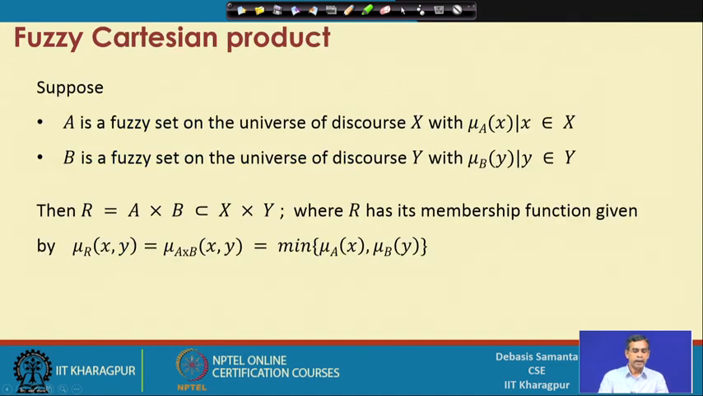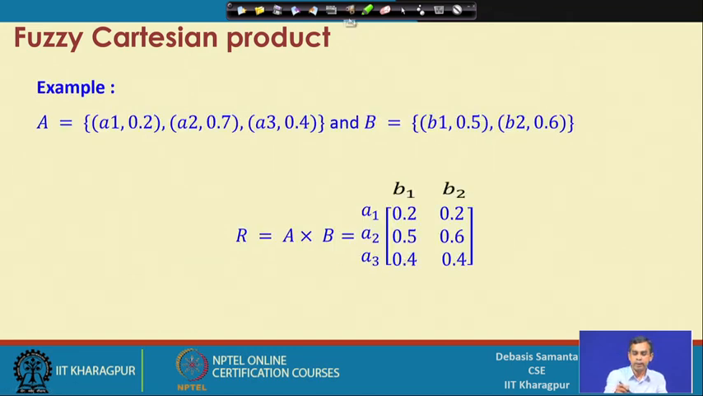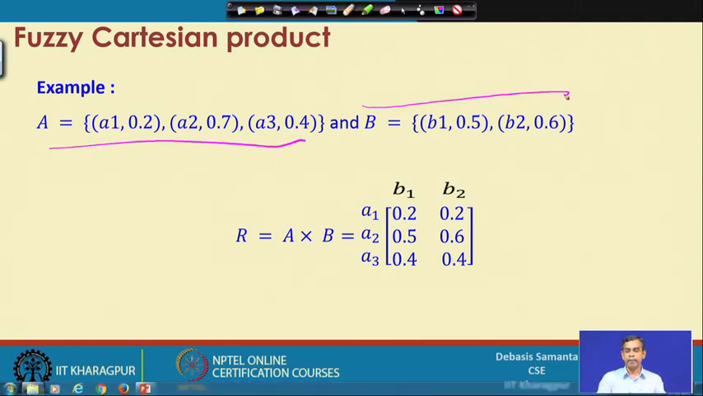Here, the fuzzy relation is again defined as in the crisp relation, like the min operation. So, this is the min operation. Let us see one example. Say A and B are two fuzzy sets. Now, I can find a relation, and the relation can be obtained as we have discussed here.